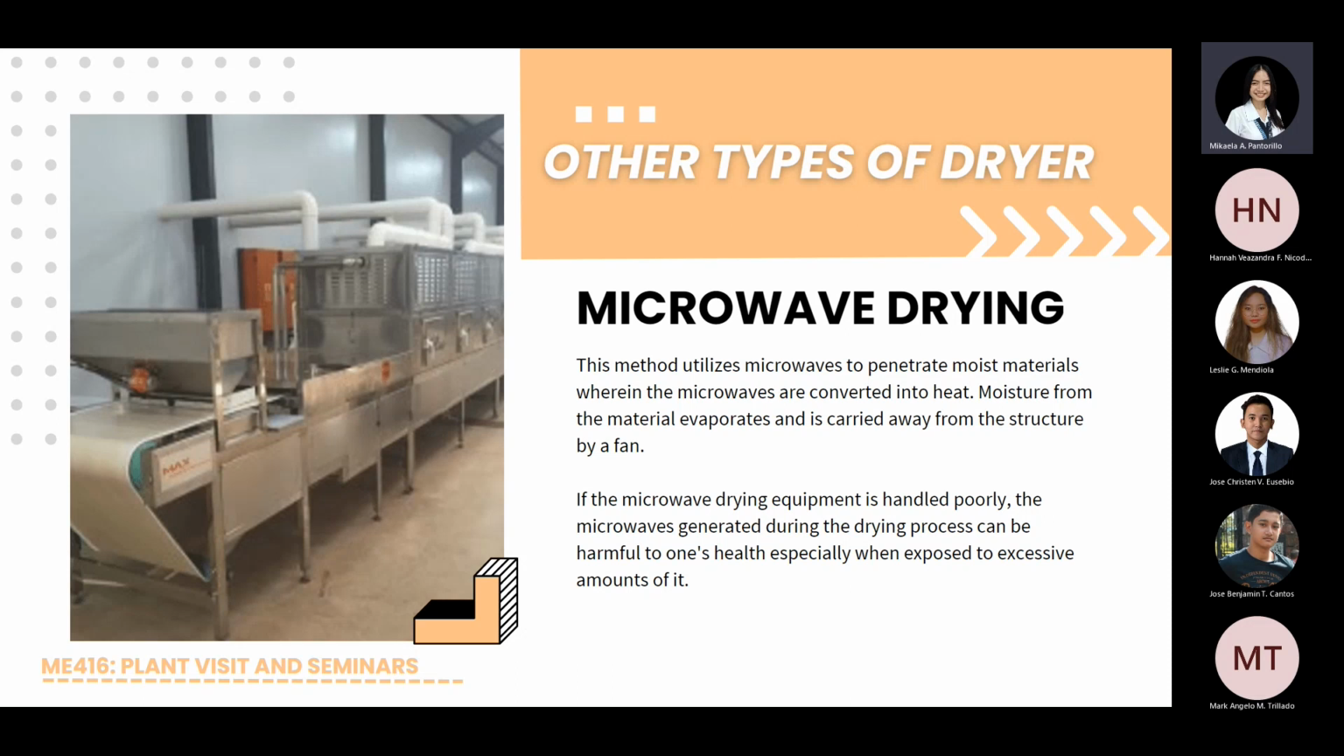If the microwave drying equipment is handled poorly, the microwaves generated during the drying process can be harmful to one's health, especially when exposed to excessive amounts of it. The tissues harmed by microwaves are often below the skin, where there are no sensory cells that could otherwise react to the excessive heat. The health detriment from microwaves that is most well known is cataracts. Next.